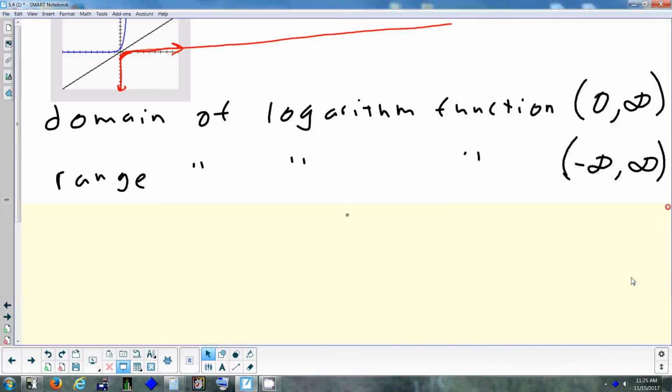Any question on the domain and range of logs? I didn't show it going down forever, but if you tried like the log of 0.00000001, you'll get a negative number. Okay, further and further down, the closer and closer you get to 0.